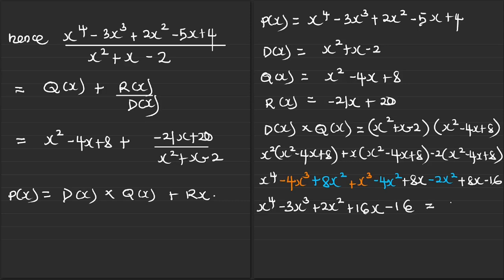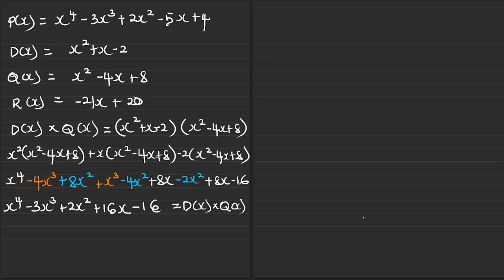Now this we have here is the d of x times k of x. That is to say, the divisor times the quotient. But what were we asked to prove? We're asked to prove that p of x is equal to the divisor times the quotient, then plus our remainder. And remember, our remainder was this we have here.